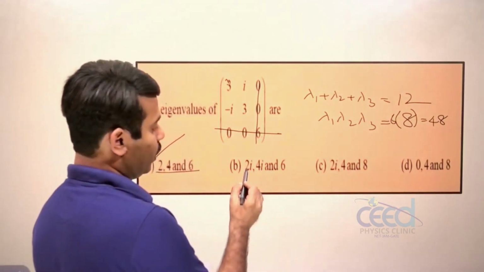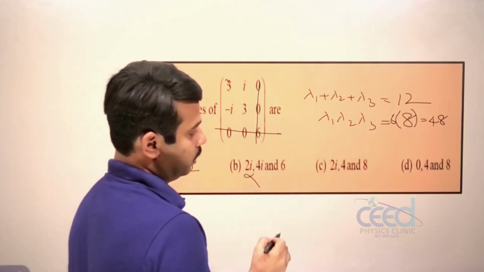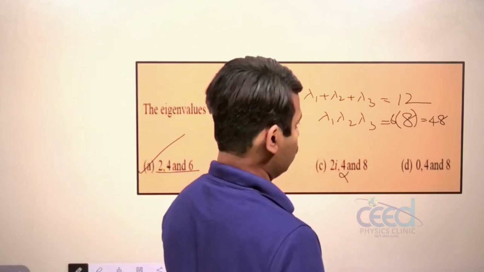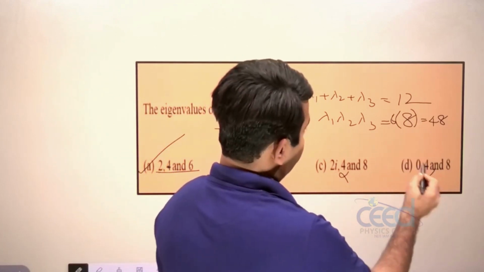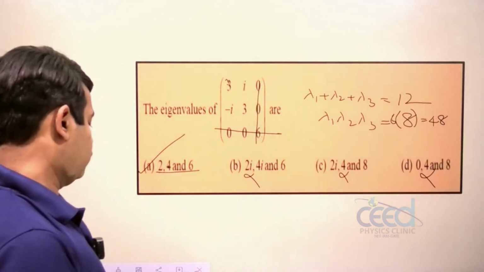Alright, this is because of i square, the product comes. So minus, minus 48 is not in the answer. Here i comes, i is not in the answer. Here 0 comes as the product, that also is not in the answer. So this is the correct one, right? Alright.